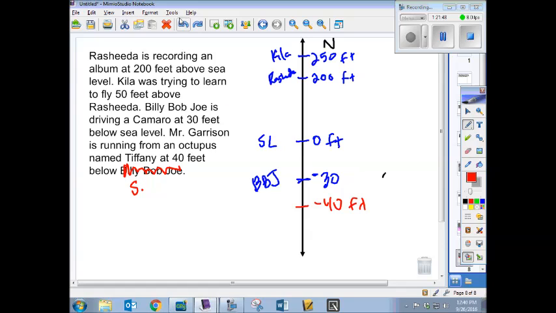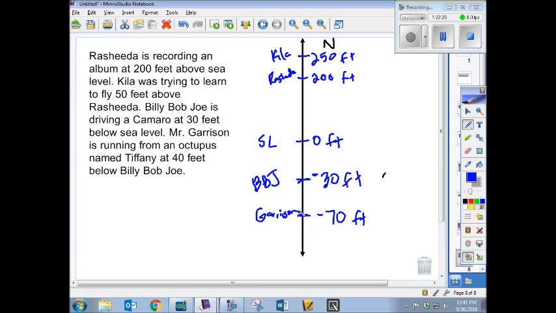So we've got to think in terms of, okay, if Billy Bob Joe is at 30 feet below sea level, I need to figure out 40 feet below that. Now remember, we're going to add on to that, right guys? Because we've got to think about counting negative. So where's that going to be? What is it? Negative 70, right? And that is going to be where I am. Everybody got that? Everybody understand that? Okay, now you have to answer the following questions.